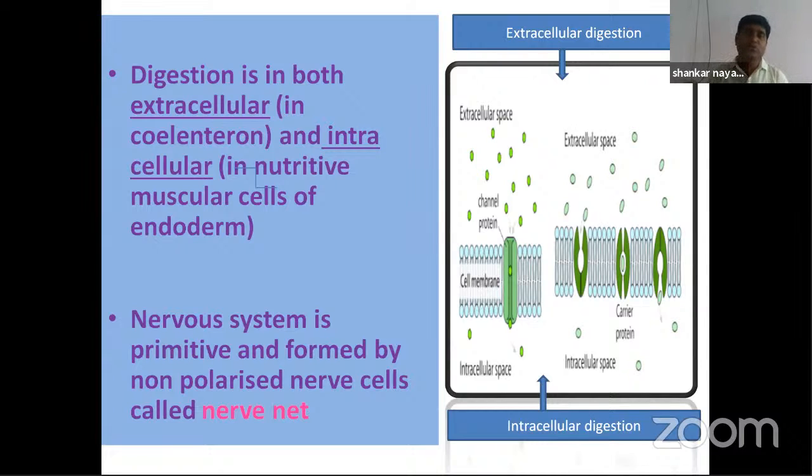The nervous system is primitive and formed by non-polarized nerve cells called a nerve net. Nerve net means interconnected neurons. The interconnected neurons are called a nerve net. Primitive means oldest and firstly formed. The nervous system is formed by non-polarized nerve cells, which are also called neurons. Due to fusion of these neurons the nerve net forms, but a brain cannot form. So this is about the nervous system of these animals.